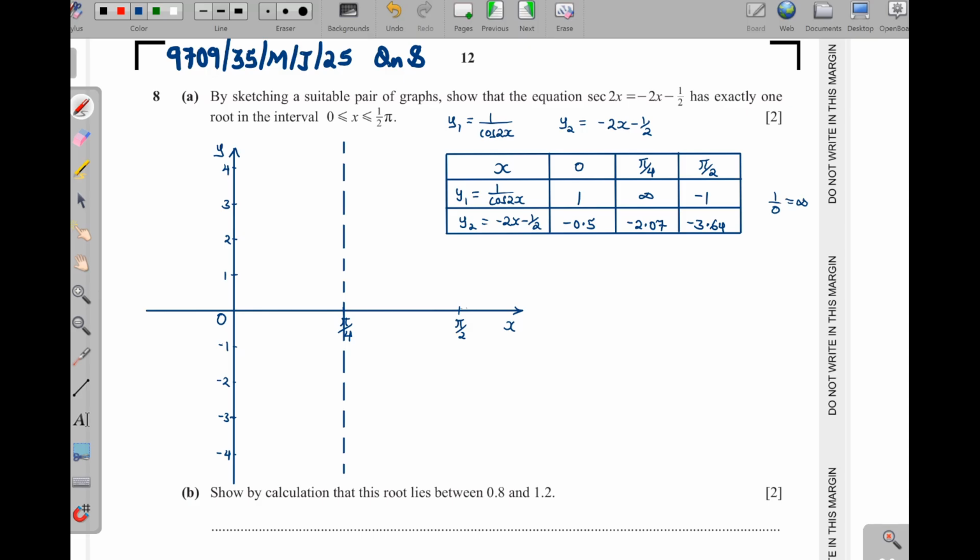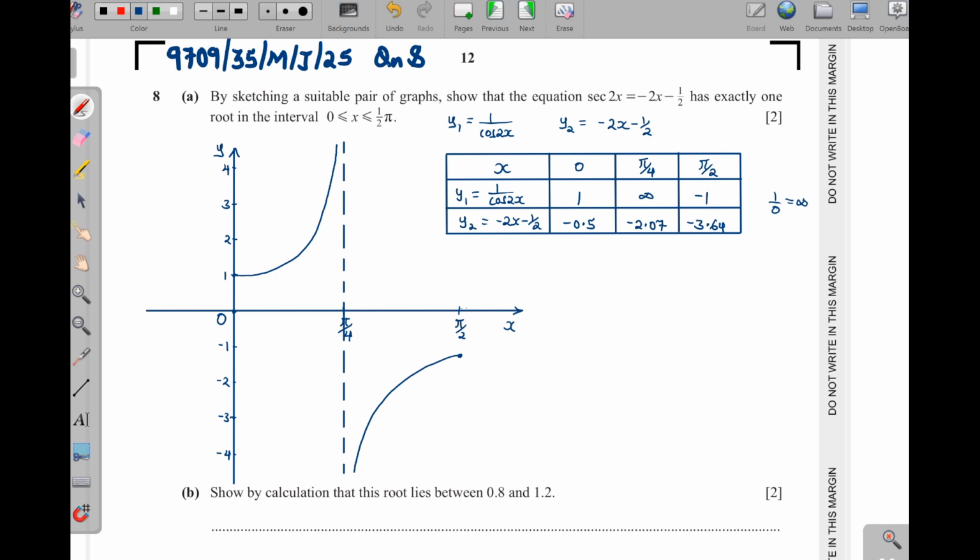Now let's plot 0, then 1. It has to be here. Then we have pi over 4 is here. Then the y is undefined, so that means it will come like this and then follows this graph like that. It's an asymptote. Then pi over 2 with a negative 1 is here. And of course, since this one is an asymptote, then this one will follow it just like that.